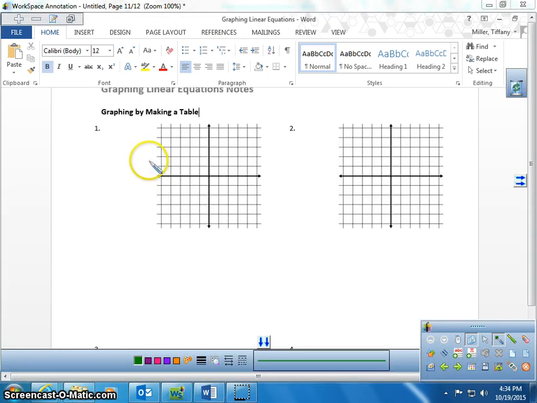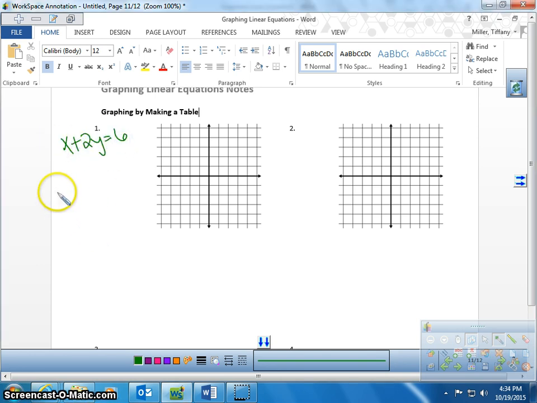The next section, we are going to graph by making a table. So if our equation is x plus 2y is equal to 6, we're going to make a table, x and y. You're going to choose values of x to plug in. So plug in -2, 0, 2, 4, and 6.